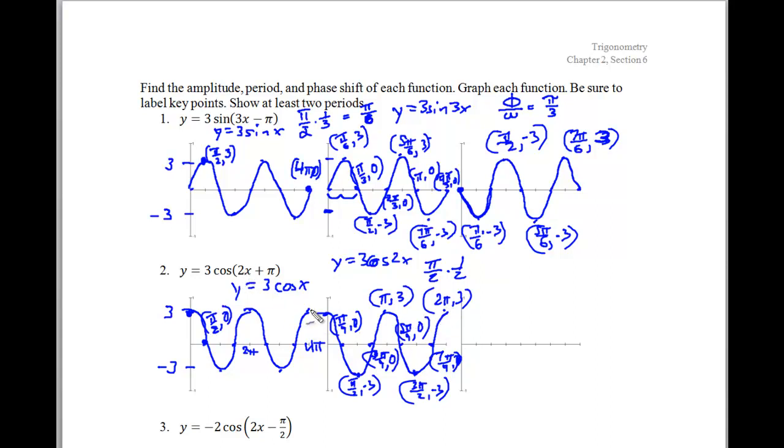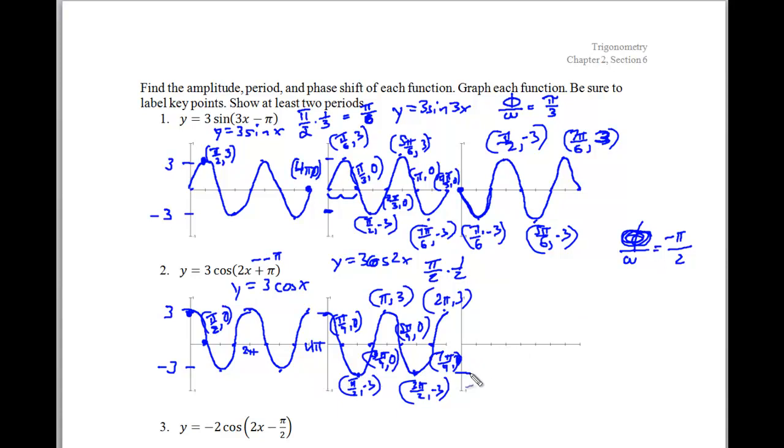So what we're going to do now is work with the phase shift. Now the phase shift is phi divided by omega. In this case, my phi is negative pi. And it's negative pi because you take it from this problem, and since you have a subtraction, this would be a negative pi for my phi, all over my omega, which is 2. So I have to move this graph to the left pi over 2 units. So that is a full shift of this graph 2 tick marks to the left.